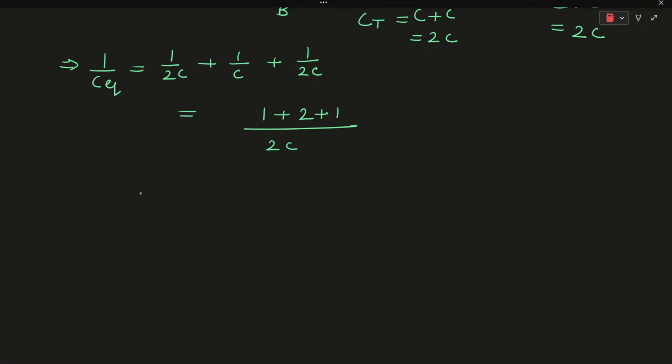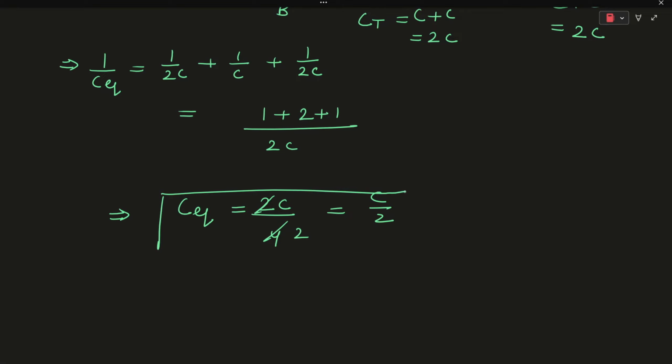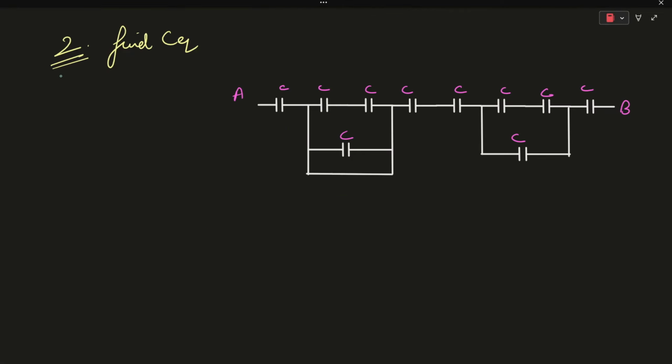So the value of the equivalent capacitance between the terminals A and B will be equal to 2C upon 4, which is equal to C by 2. I hope it is clear. Now let's start with the second problem.